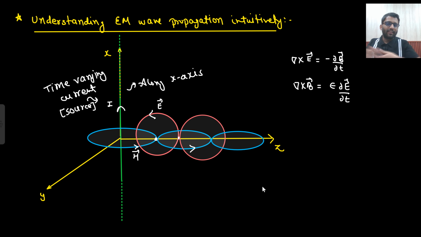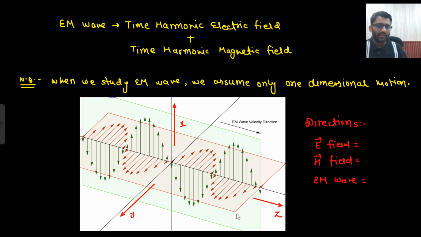And what is the direction of H? This is the direction of H and this is the direction of E. So E is dancing in plus X and minus X. H is dancing in plus Y and minus Y. And where are they going? They are going towards plus Z. Is that clear to you? I hope you are able to see. This is how it will look: H is dancing in Y, E is dancing in X, and they are moving towards Z. I hope you are able to visualize.